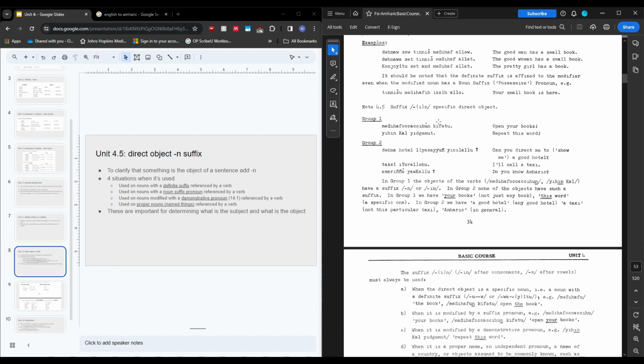We haven't gone over how to say commands, so it's kind of weird that the book is using this example, but mesafochachuhun, y'all's books, open them. So I just wanted to come back and clarify, because I think it can be kind of confusing to see two different suffixes being used at the same time.